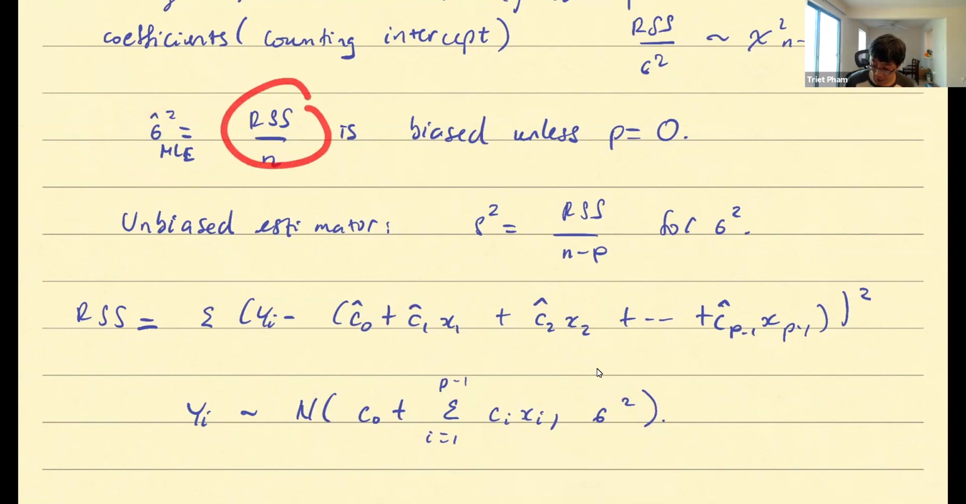Something like this is called a mean square error, the MSE. You hear MSE of the model. Mean square error of the model is exactly this term. Is that okay?